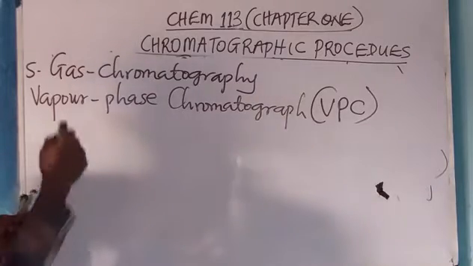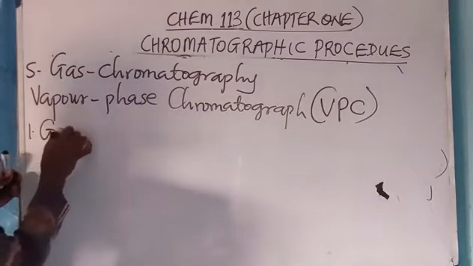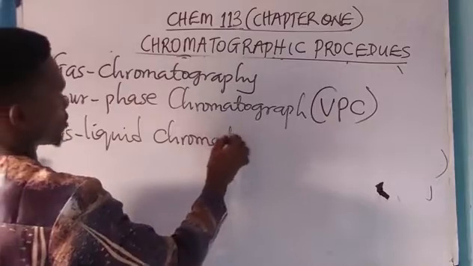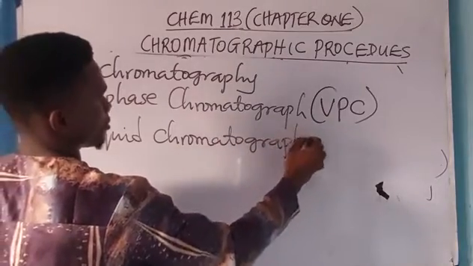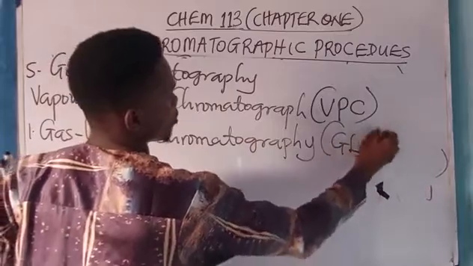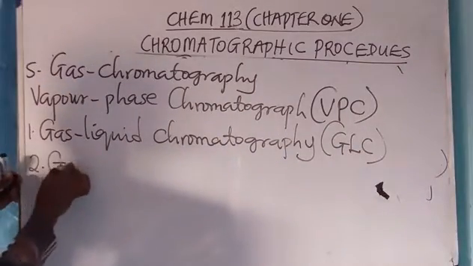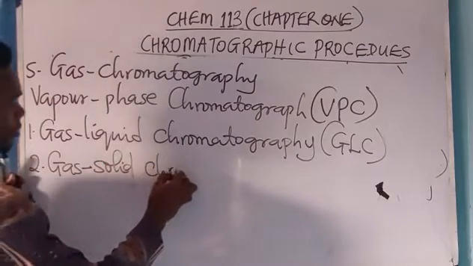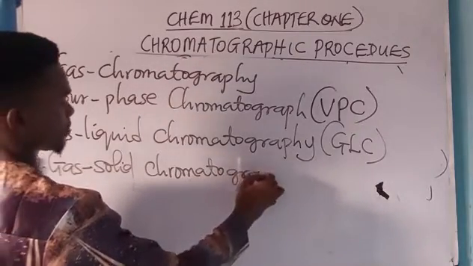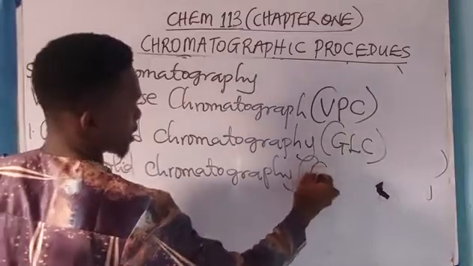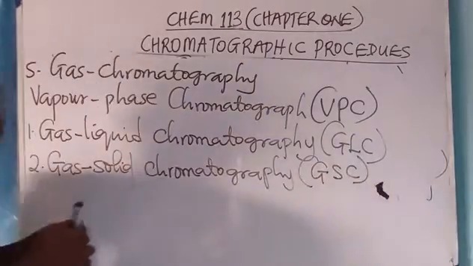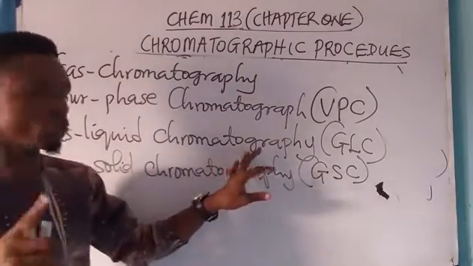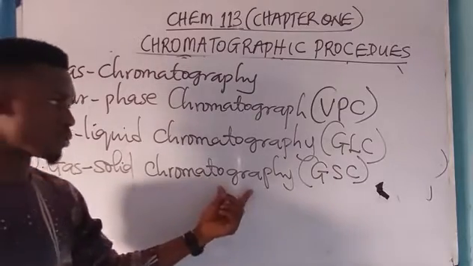Now we have two types of gas chromatography. We have one, gas liquid chromatography, and we have gas solid chromatography. So these are the two types of gas chromatography: gas liquid chromatography and gas solid chromatography.